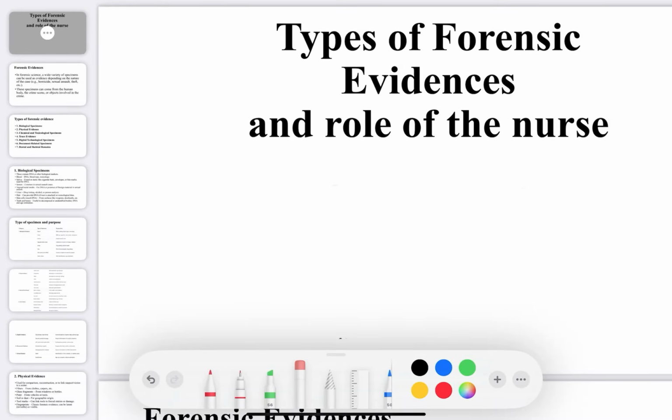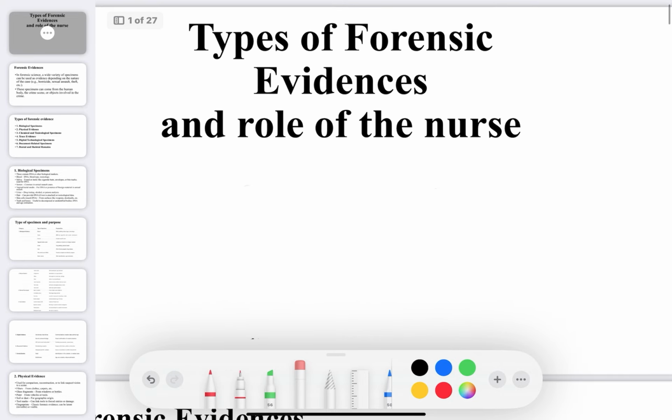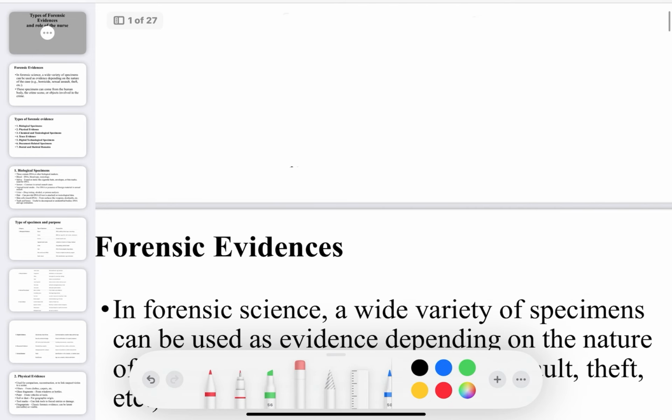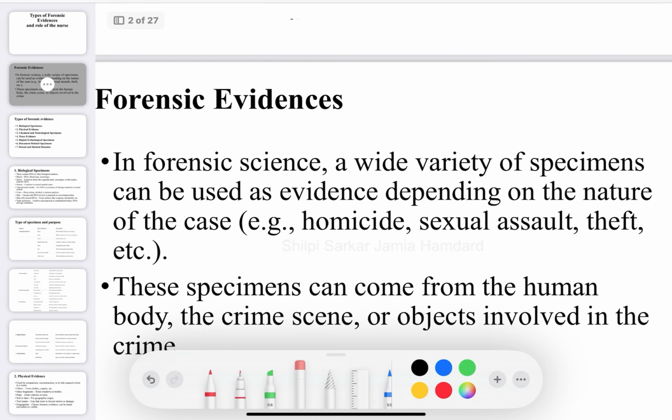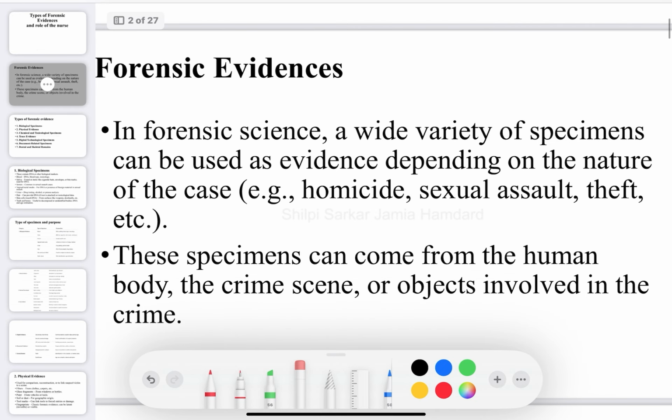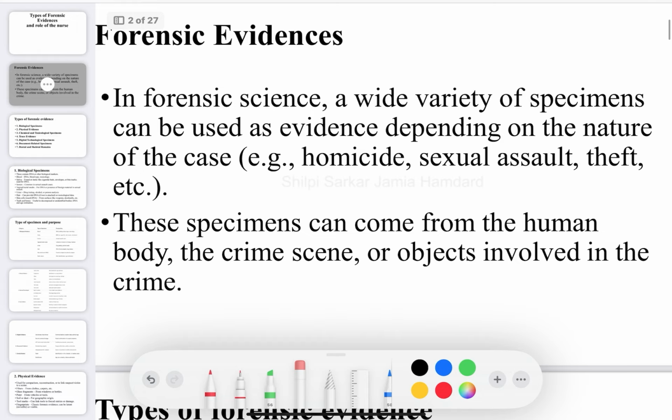So today in this video we will be discussing the types of forensic evidences and the role of the nurse. It is very important in forensic science for BSc Honors Nursing students dealing with the fifth semester. Now, discussing the definition of forensic evidences.